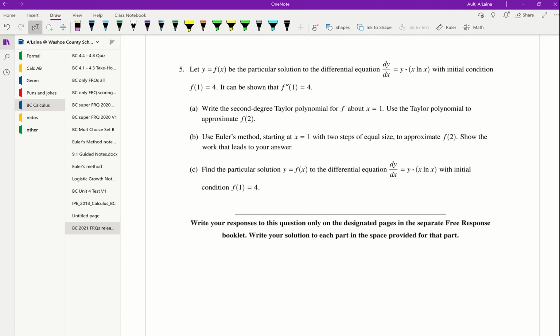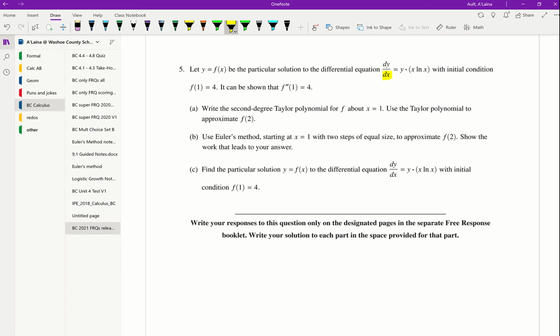All right, question number 5. This one is a BC only question. It is not calculator active because of the fact that it is question number 5. Only 1 and 2 are calculator active. So y equals f is the solution for this differential equation. I think it's worth our attention to notice that x, the variable in the denominator, is our input variable, but this derivative has both y and x.